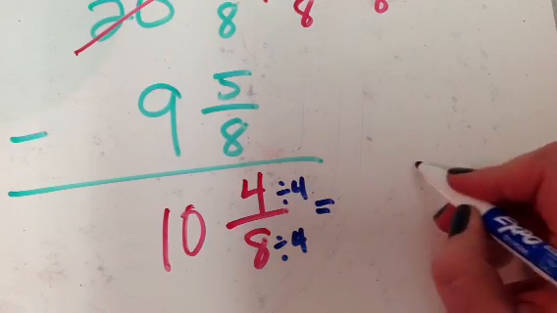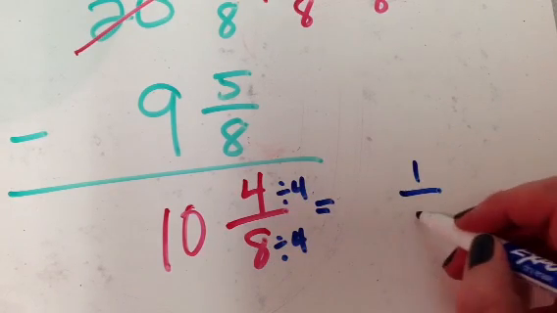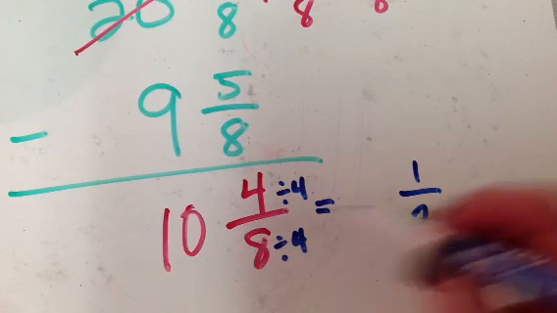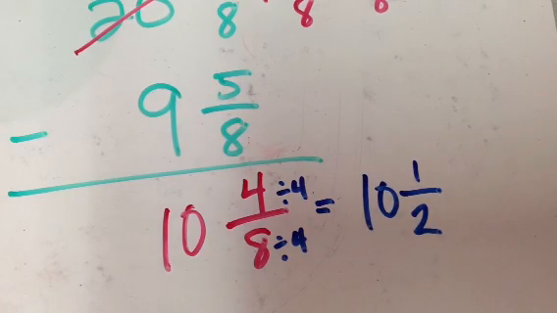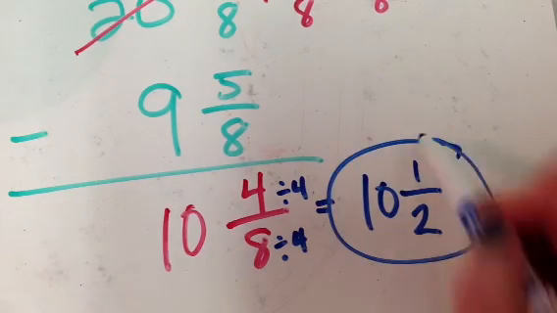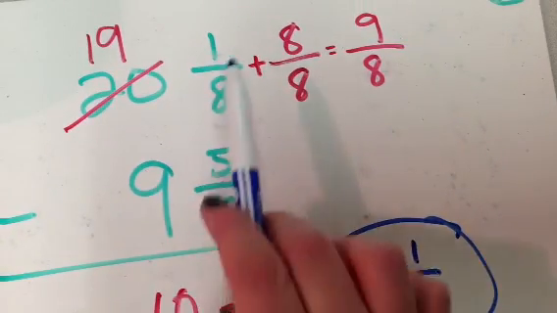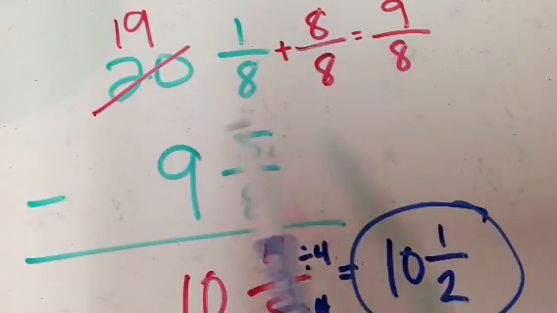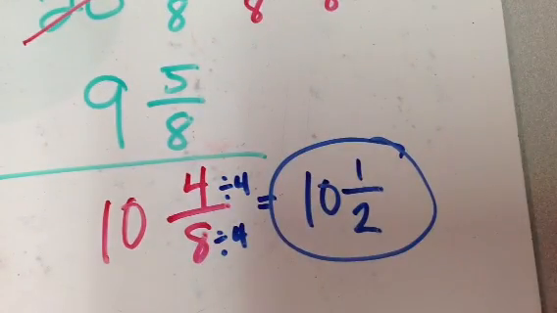And that's going to reduce me down a lot quicker than I would be able to reduce with 2. 4 divided by 4 is 1. 8 divided by 4 is 2. And my 10 comes straight over. So there is my answer. So 20 1/8 minus 9 5/8 equals 10 1/2.